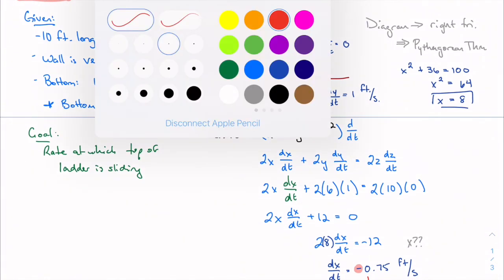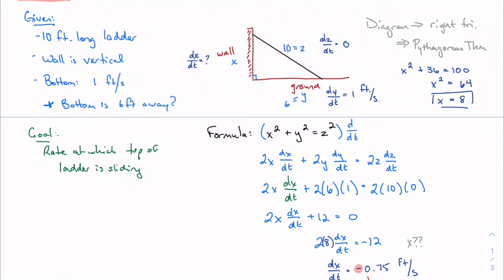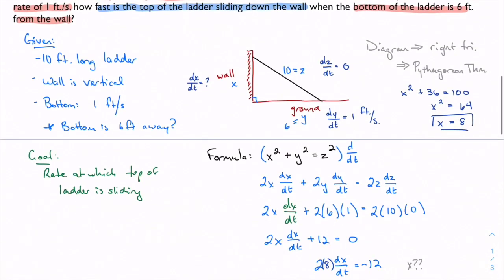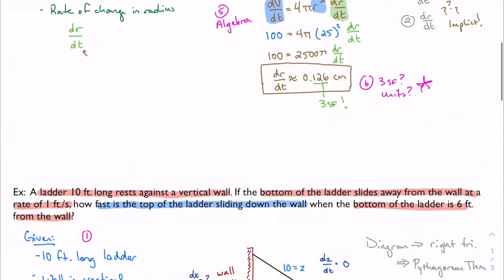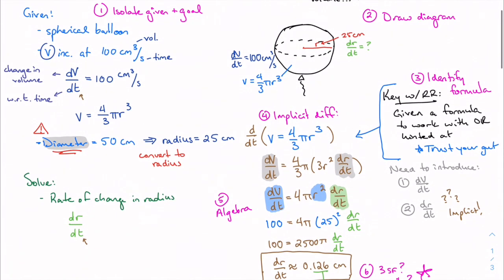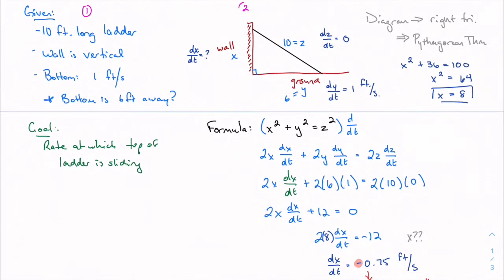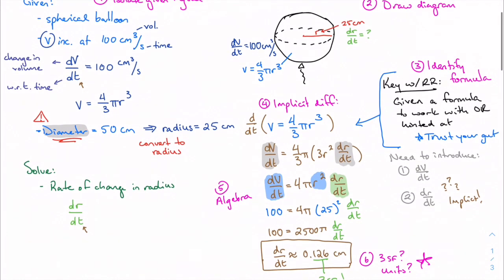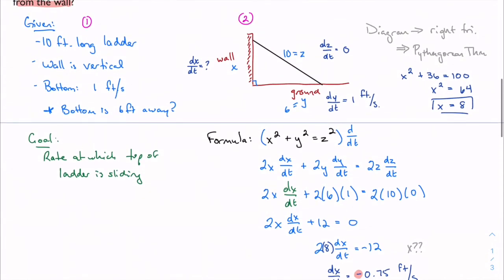But there's our process again, right? Isolate your given and your goal. Well, there it is. Draw a diagram. In this case, the diagram was crucial. We wanted to then identify a formula and differentiate implicitly. So here was our formula. Here is our implicit differentiation. We're using our good old algebra skills here. And of course, checking at the end: do I have 3 sig figs? I don't really need them because my answer is exact. Do I have units? Yes, I do.